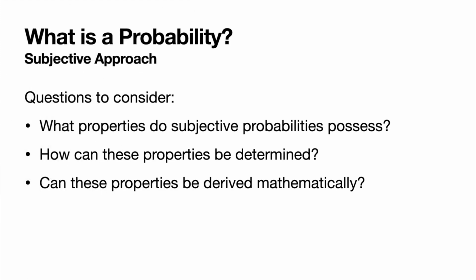A few questions to consider about the subjective approach to probability. What properties do subjective probabilities possess, if any? How can these properties be determined? And can these properties be derived mathematically?